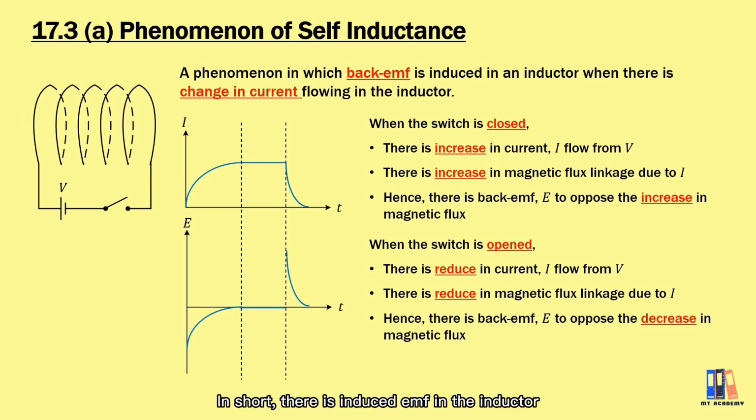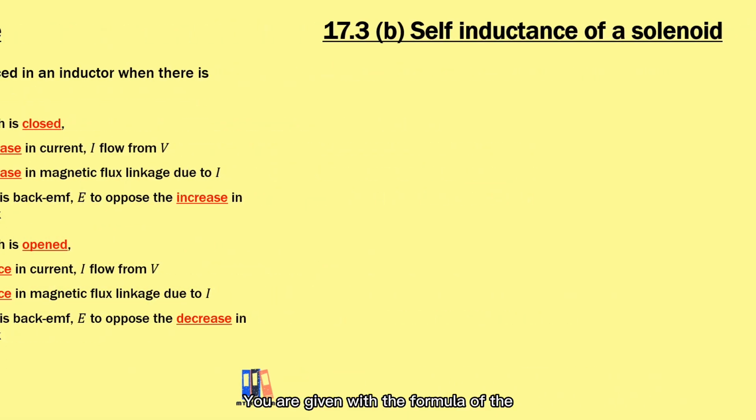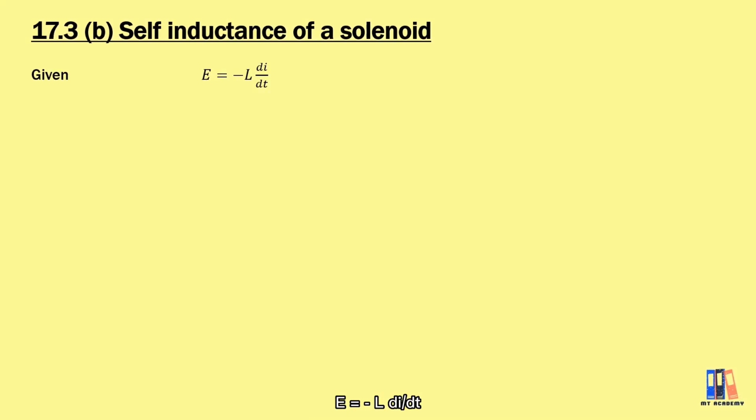In short, there is induced EMF in the inductor to oppose the rate of change in current. When the current is increasing in the circuit, there is an induced EMF in the inductor trying to reduce the current flow in the circuit. When it is in steady current state and we open the switch, there will be an induced EMF in the inductor to prevent the decay in the current. You are given the formula of E equal to negative L di dt.